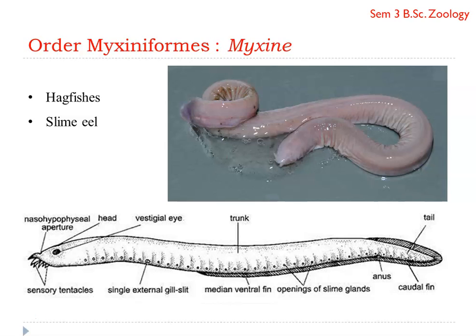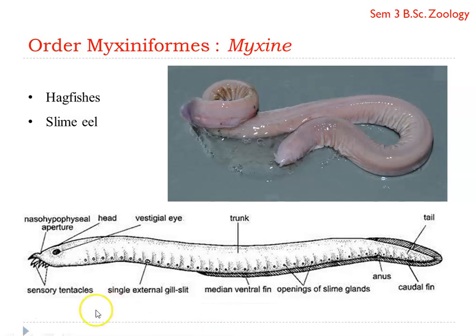Then with respect to reproduction, Myxine is hermaphroditic in nature, and they lead a parasitic mode of life, as we have already seen. We have already mentioned that these are nocturnal feeders, that is, they are active during night time. With respect to development, they don't have any larval stage, and the development is direct. So I hope so far you are clear about Myxine.